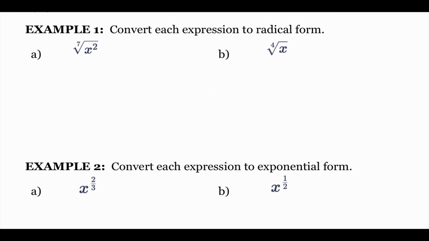So if I have this root, this guy's got a 7th root, and the power is 2. So instead of writing it like that, I can give it just a power. It would be x to the 2 over 7 power. 2 is the power, 7 is the root.